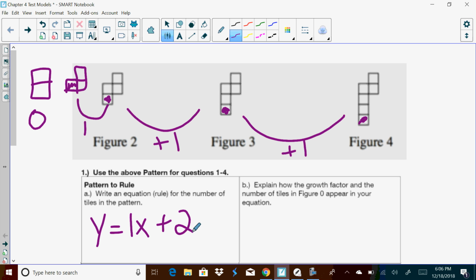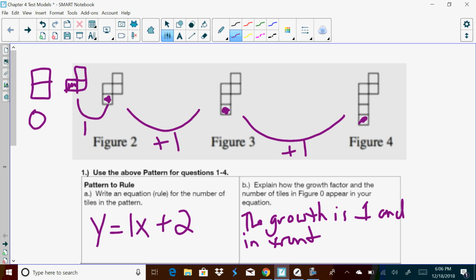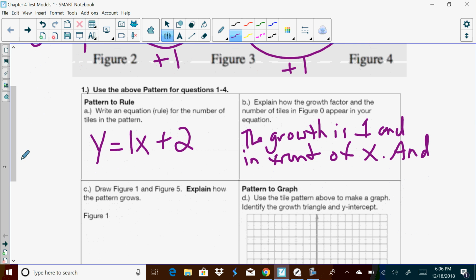So part B wants to explain how the growth factor and number of tiles appears in our equation. So in my equation, the growth factor is 1 and in front of x. And the 0 figure is 2 and being added.